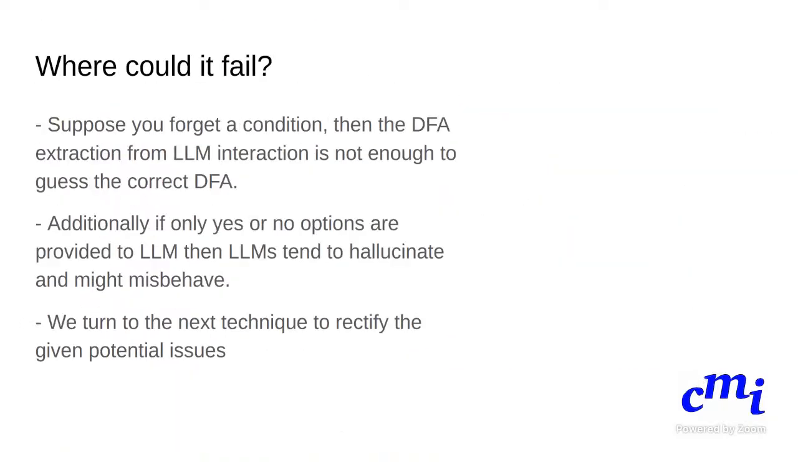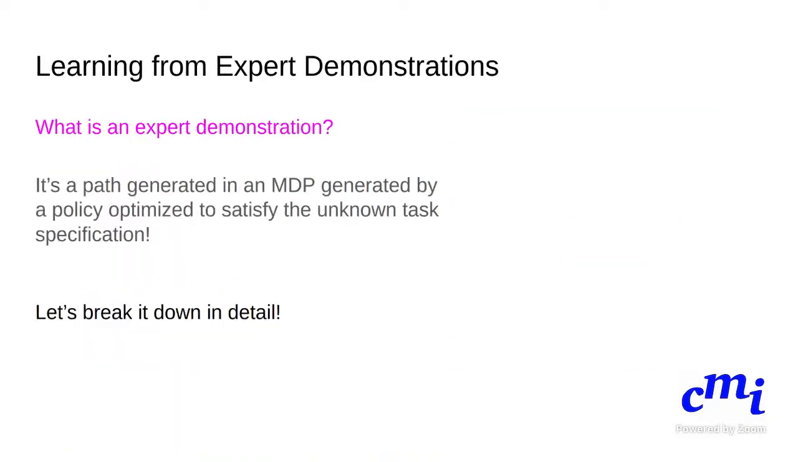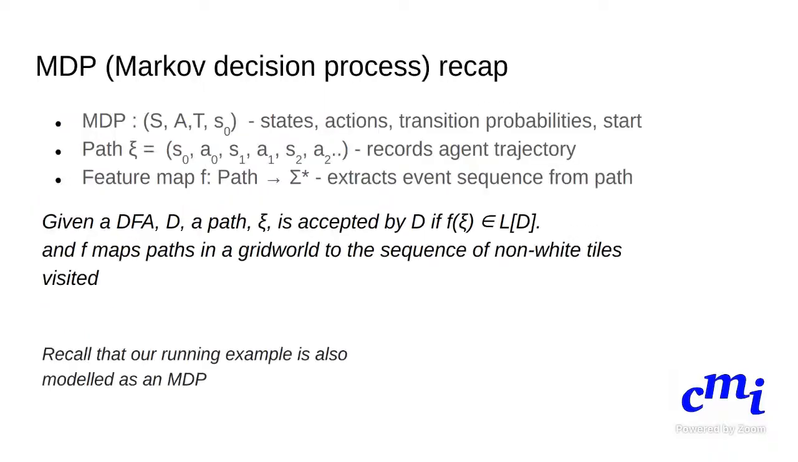Sure. Let's look at this technique called learning from expert demonstration. We'll discuss this sentence: it's a path generated in an MDP by a policy optimized to satisfy an unknown specification task. There's a lot in here. In the next 5 or 6 slides, we'll discuss it. So we'll look at what an MDP is. It's a Markov decision process. It's a four tuple. It has states, actions, transition probability.